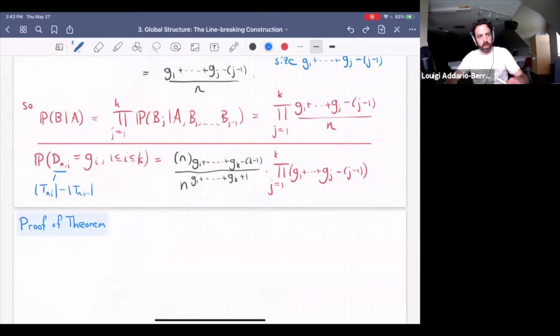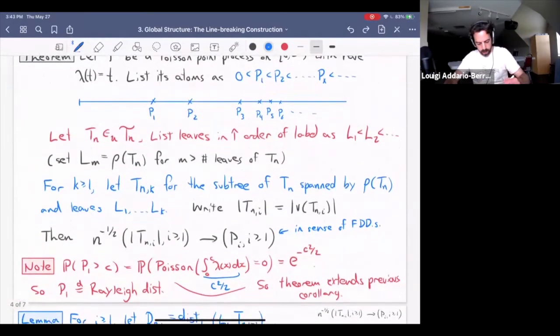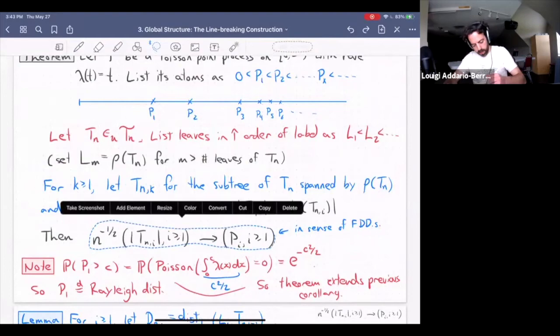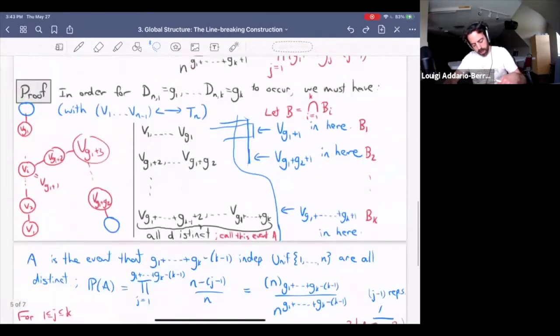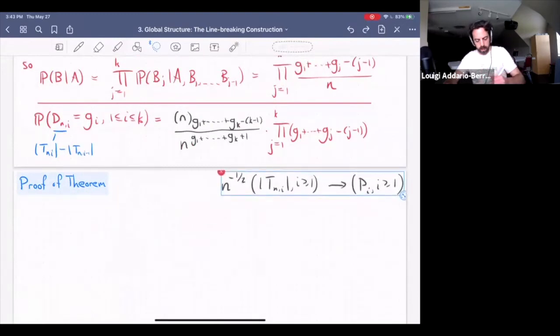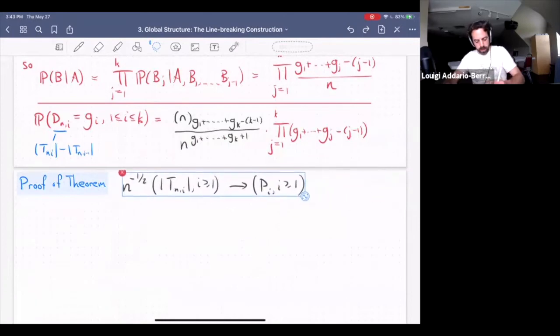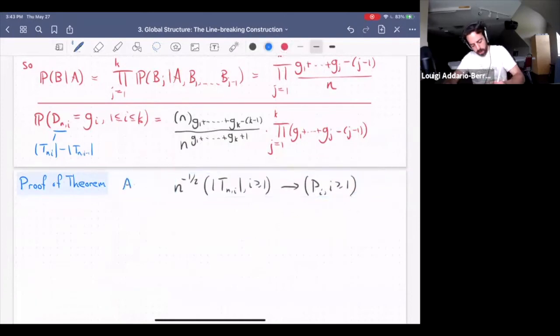Okay, seeing no questions, let me remind ourselves what the theorem is. We're trying to prove that this sequence of subtree sizes behaves asymptotically like the locations of the atoms of this inhomogeneous Poisson process. That's our aim. The definition of DNI is still slightly confusing to me. Good. Okay.